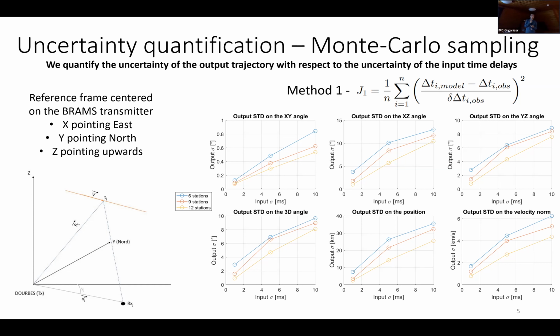However, and this is where everything becomes very difficult, in the vertical direction it's much worse. You need to have very good data, because even with 5 milliseconds of input uncertainty, and we will see that this is typically what we have, we already have errors on the output angles of about 10 degrees, which is of course not acceptable for a trajectory reconstruction. I'm not even talking about the position, where you see that 5 milliseconds leads to more than tens of kilometers of output uncertainty.